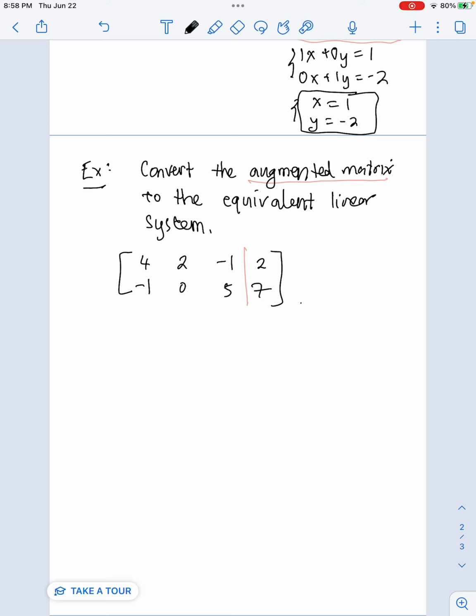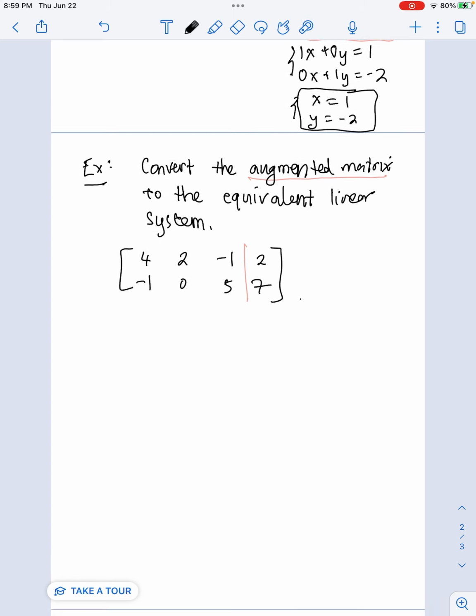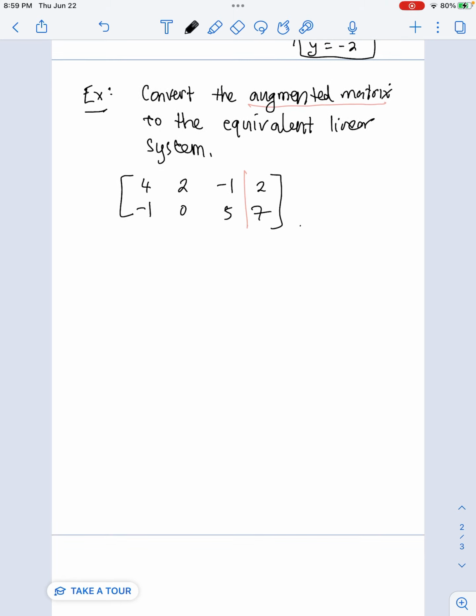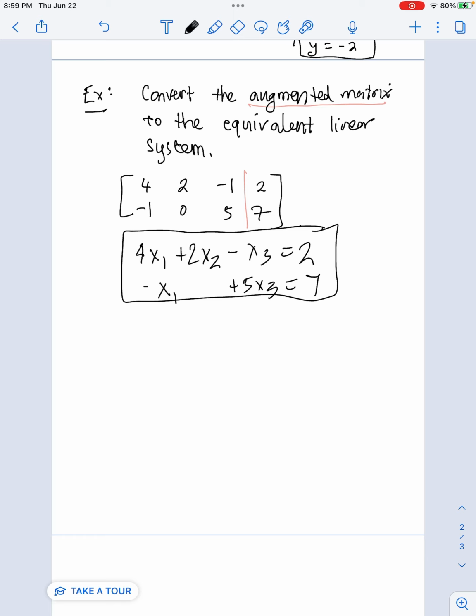So you can call these variables x, y, and z, but if you have a bunch of variables, you can't really use x, y, and z. You have to use subscripts. So let's just use x1, x2, and x3. So this would tell me 4x1 plus 2x2 minus x3 equals 2, negative x1 plus 0x2. Well, if it's 0x2, that's just 0. And then plus 5x3 is 7. So that's the system that's represented by this matrix.